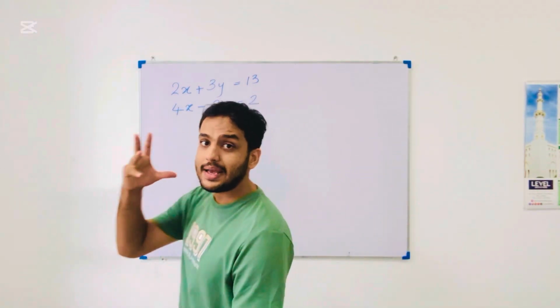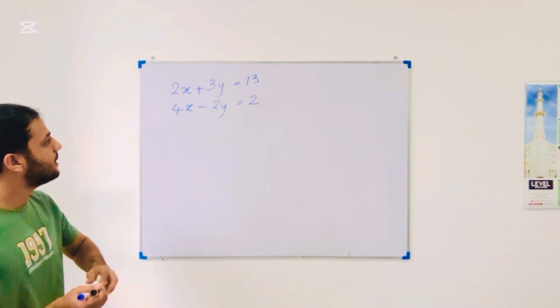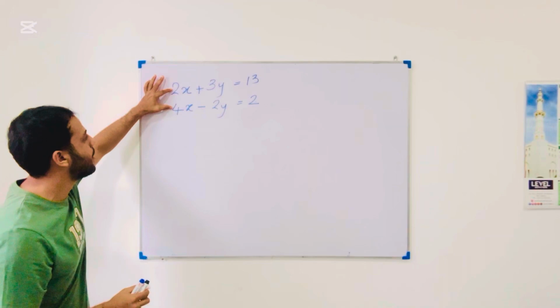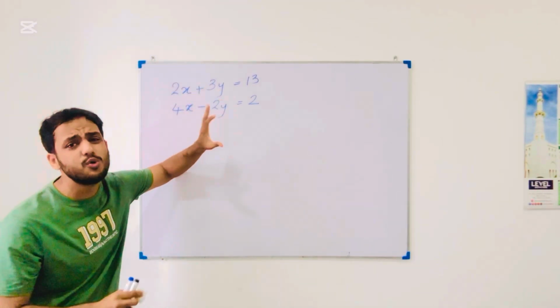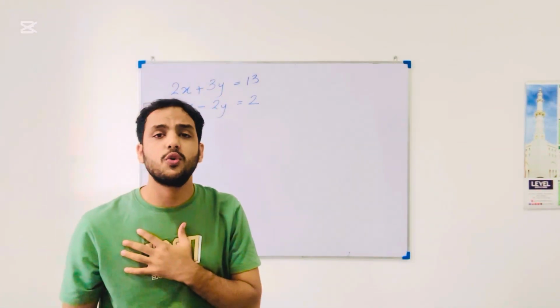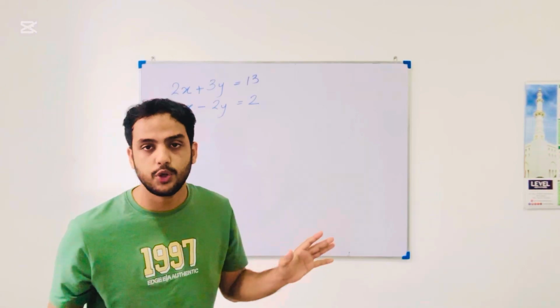Okay, so remember what I said. You're going to use both of these equations and remove one unknown term. You can choose whether to remove x or whether to remove y. That's up to you, right?